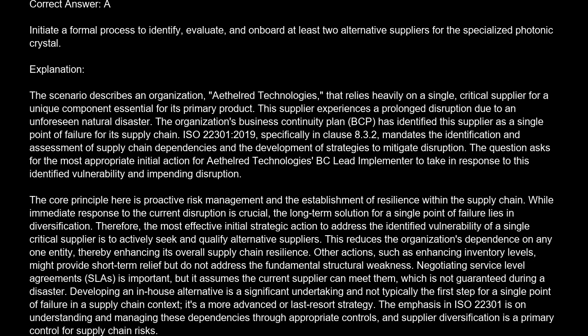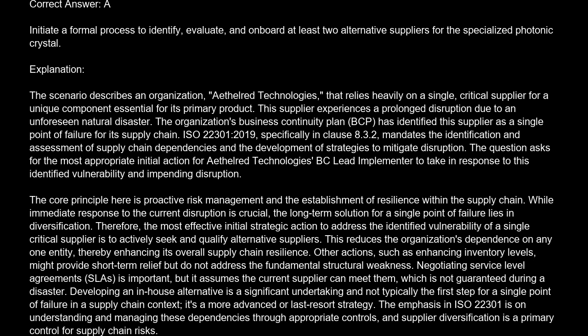Therefore, the most effective initial strategic action to address the identified vulnerability of a single critical supplier is to actively seek and qualify alternative suppliers. This reduces the organization's dependence on any one entity, thereby enhancing its overall supply chain resilience. Other actions, such as enhancing inventory levels, might provide short-term relief but do not address the fundamental structural weakness. Negotiating service level agreements, SLAs, is important, but it assumes the current supplier can meet them, which is not guaranteed during a disaster. Developing an in-house alternative is a significant undertaking and not typically the first step for a single point of failure in a supply chain context. It's a more advanced or last resort strategy.